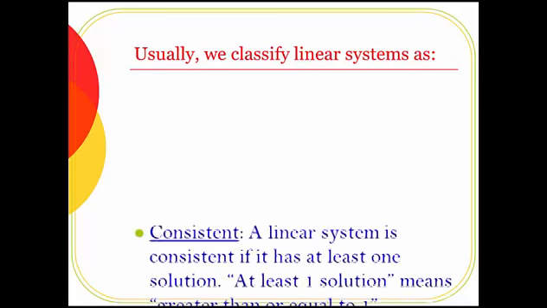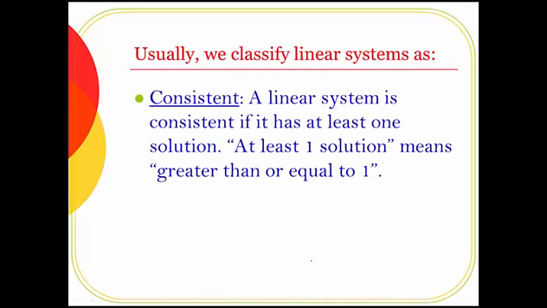Usually, we classify linear systems as being consistent or inconsistent. When we talk about consistent systems, we mean any system that has at least one solution. At least one means greater than or equal to 1. It could be 2, it could be 3, it could be 4, but it has at least one solution. We say that such a system is a consistent system.